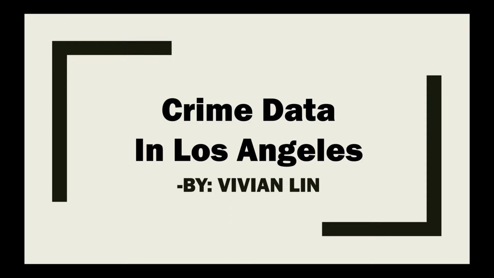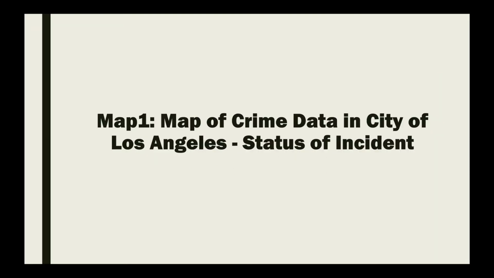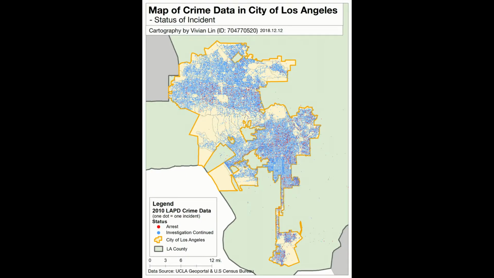The maps I made are based on the census tract data from the U.S. Census Bureau and the LAPD crime data from UCLA GeoPortal. The first map is the map of crime data in City of Los Angeles, status of incident. For the first map, I chose the theme of crime data classification.